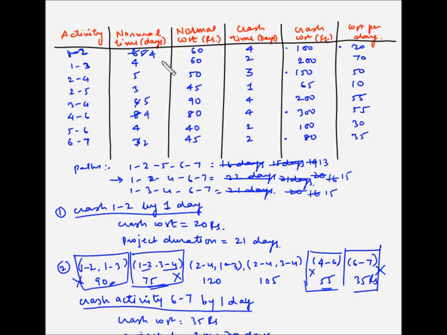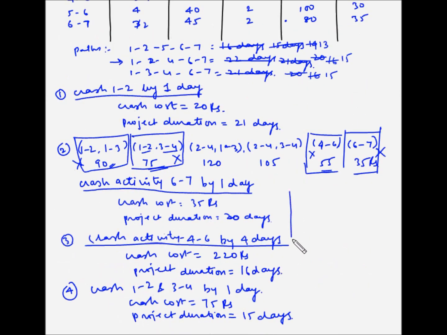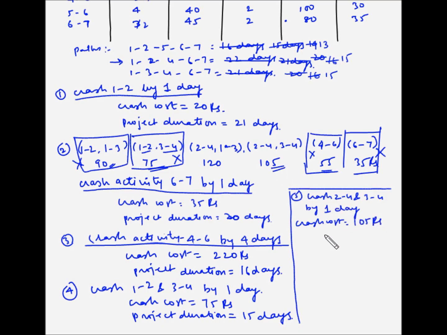So let's crash 2-4 and 3-4 by 1 day. So let me put it here. So this is the fifth crashing. So crash 2-4 and 3-4 by 1 day. So the crash cost is equal to 105 rupees and the project duration now becomes 14 days.